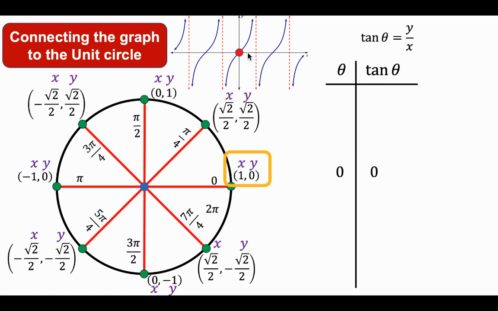Now we're going to move to our next point, our next interval. The next interval we want to go by is pi over 4s because, like I said, that's the easiest part to use of the unit circle. So we're going to go to pi over 4 next.